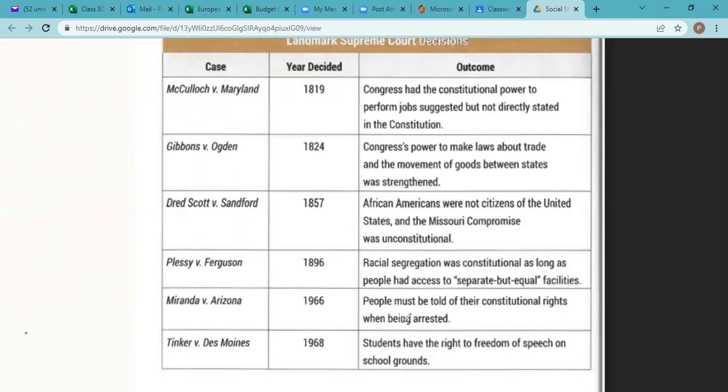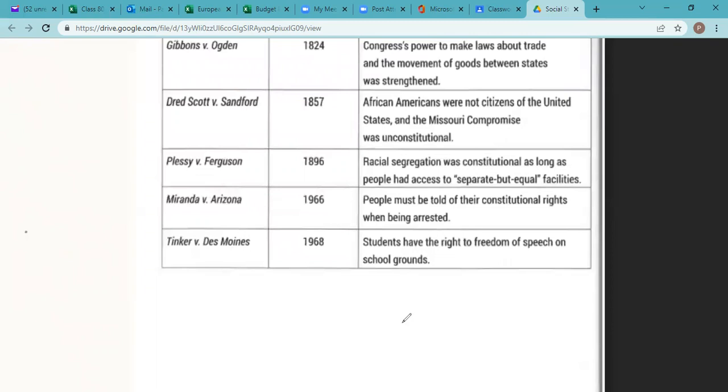All right, I'm going to kind of skip through a few of these. Dred Scott versus Sanford, 1857. African Americans were not citizens of the United States, and the Missouri Compromise was unconstitutional. Okay, if you remember us talking about the Missouri Compromise, that's the one where there were two states that came in, right? And I believe it was Maine and Kansas. At this point, they were saying any new states that come in, one's going to be a slave state, the other one's not going to be a slave state.